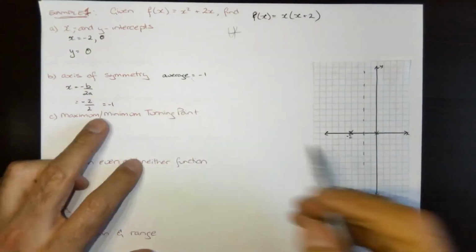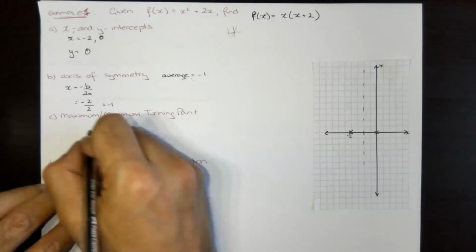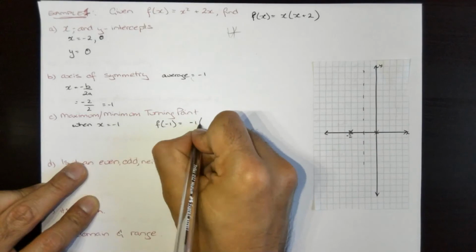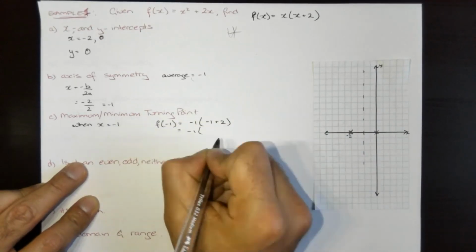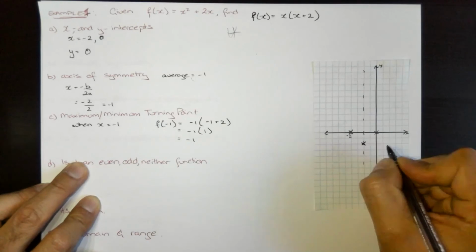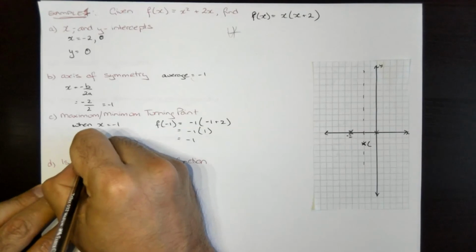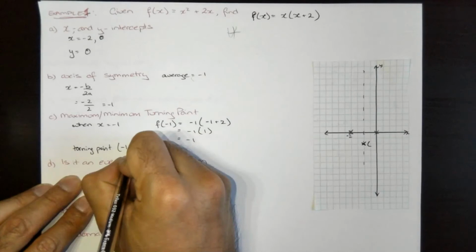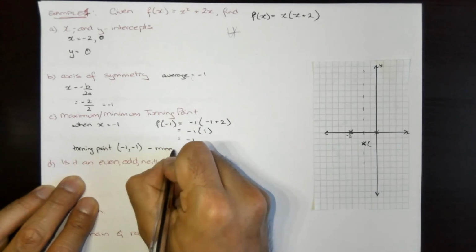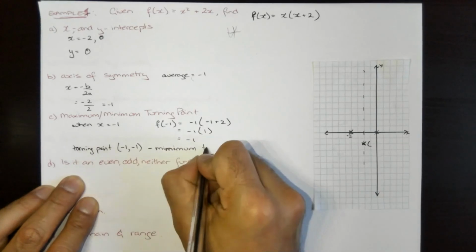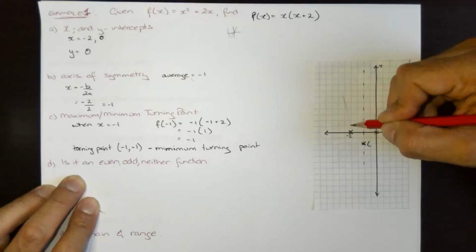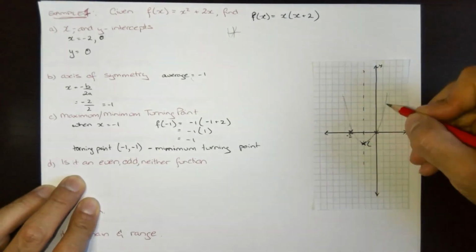I want to find the turning point. All I'm going to do is plug in when x equals -1. So we've got f(-1) equals -1 times -1 plus 2, -1 times 1, which is -1. So here is my turning point of -1, -1. As I said, it's a smiley face, so this becomes a minimum turning point. Okay, so I have something that looks like that. It's just a sketch.